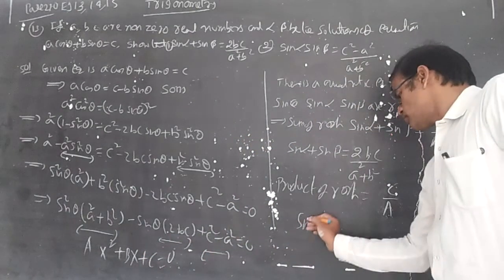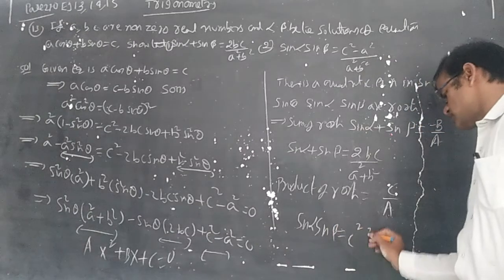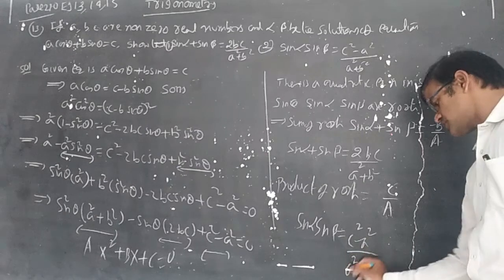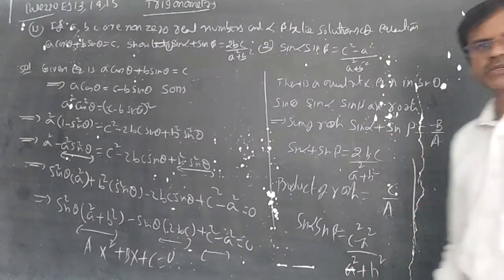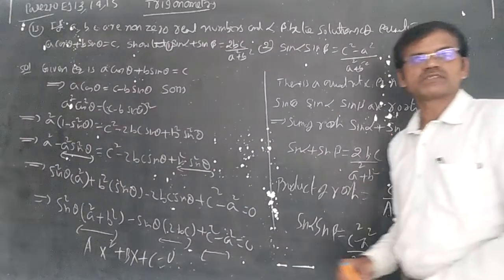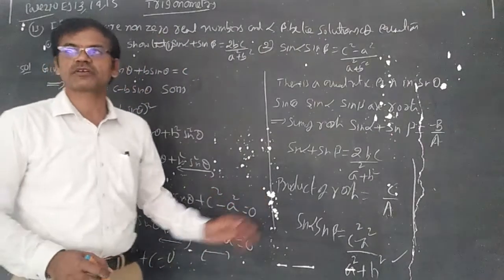So now the product of roots, sin alpha into sin beta, is equal to c square minus a square by a square plus b square. So sin alpha plus sin beta, the sum of roots, we got, and sin alpha into sin beta, the product of roots, we got.